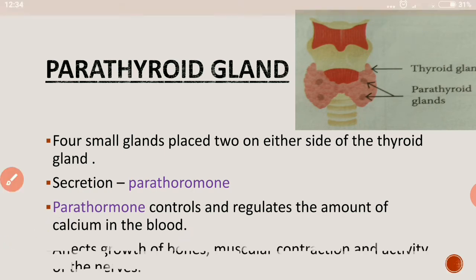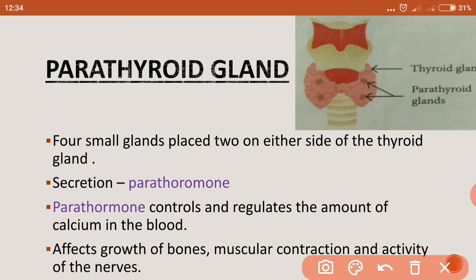Calcium is very important for the normal functioning and growth of bones, for muscular contraction, and also for the activities of nerves.